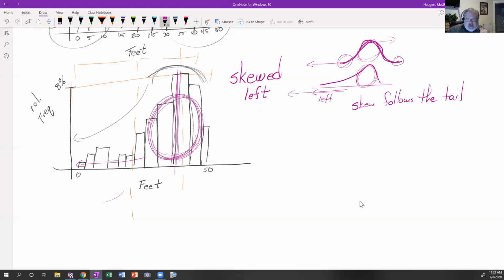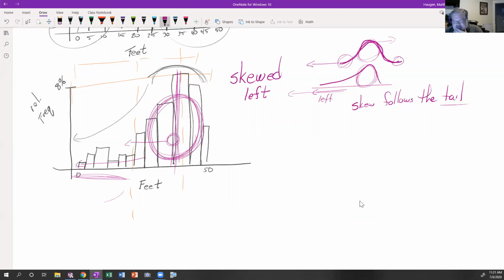Fair? But having all these small values here is going to take our average, particularly our mean average, and pull it down towards those small values. It's going to skew our mean average towards the left. Fair? So when we say skew follows that tail, the reason skew follows the tail is because it follows our average that's getting pulled away.